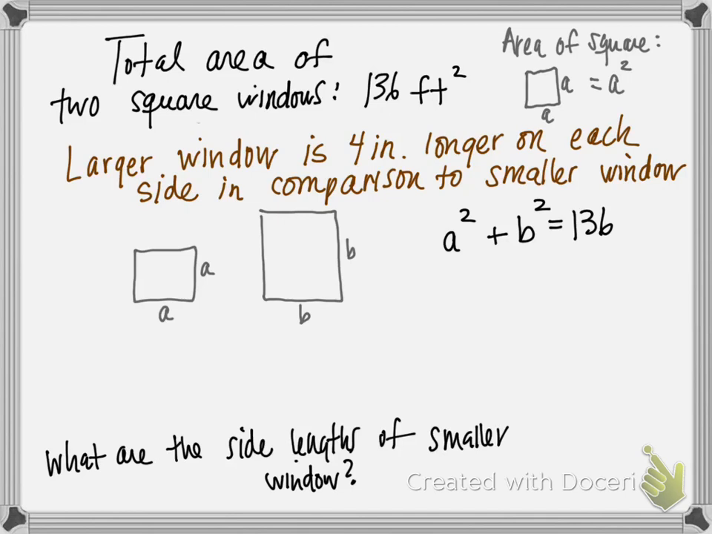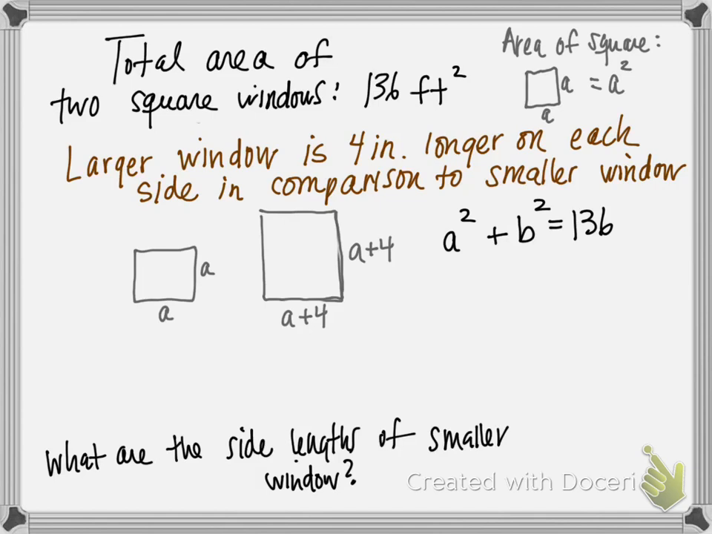It says the larger window is 4 inches longer on each side in comparison to the smaller window. So now that I'm given that comparison, I can rewrite this variable B in terms of A. So I'm going to erase the B's here and go back to what it said. The side lengths for the larger window is 4 inches longer on each side in comparison to the smaller. So whatever the smaller side length is, which is called A, it's 4 inches longer, so I need to add 4 to that. So this is A plus 4 on both the length and the width.